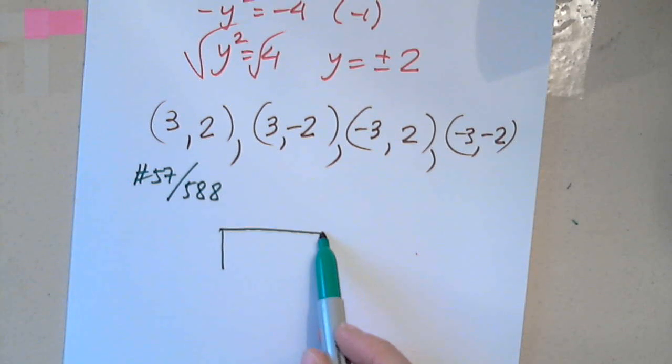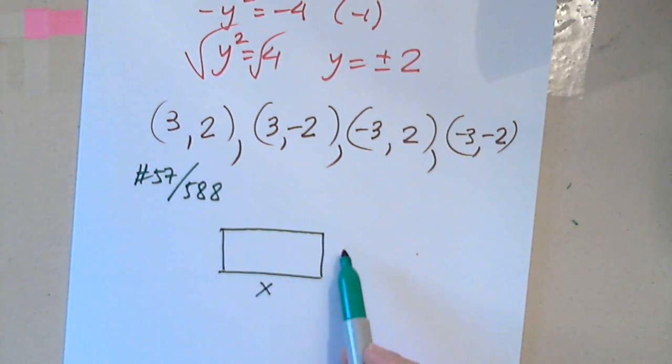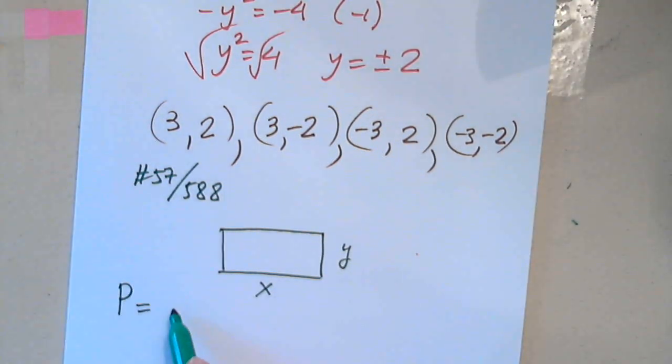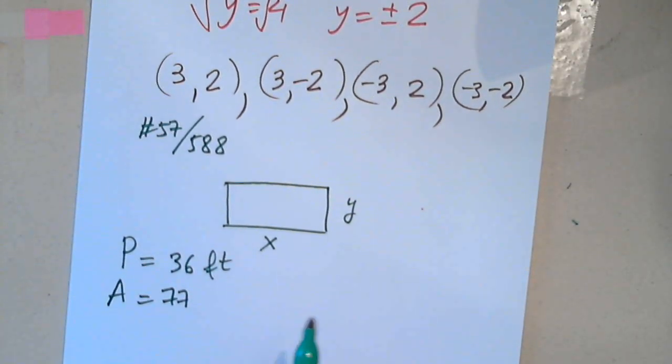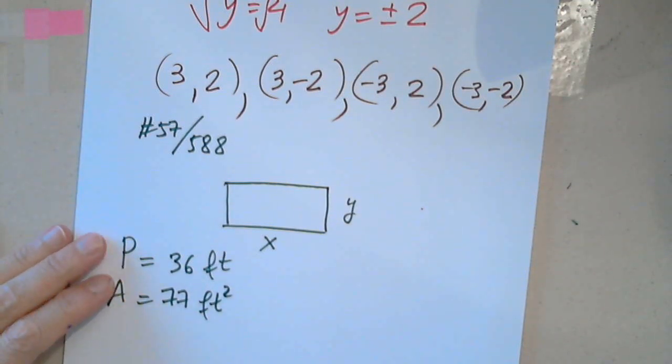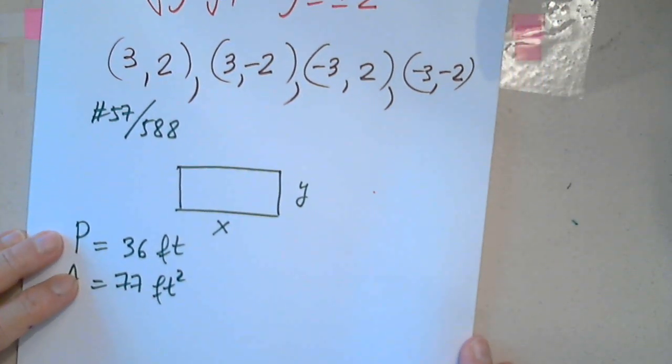Find the length and the width of a rectangle whose perimeter is 36 feet and whose area is 77 square feet. We have 2 variables. We have to write 2 equations and solve the system, and then check, of course. Can anyone give us any of the 2 equations we need?